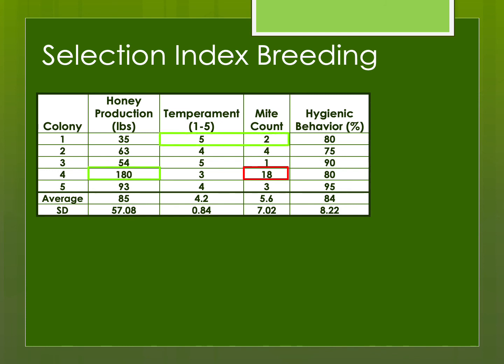Now you've got this colony up here. They had a great temperament. They had a very low mite count. So that looks nice. This is a nice gentle colony. They're keeping the mite population down. But look at the honey production.